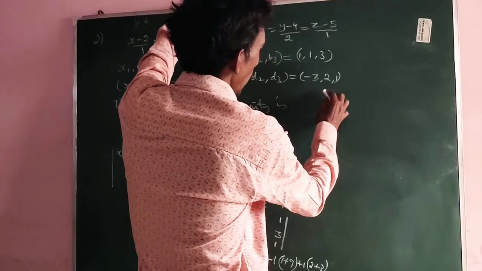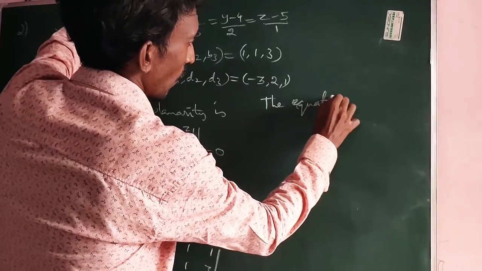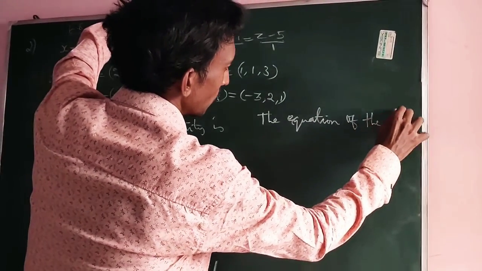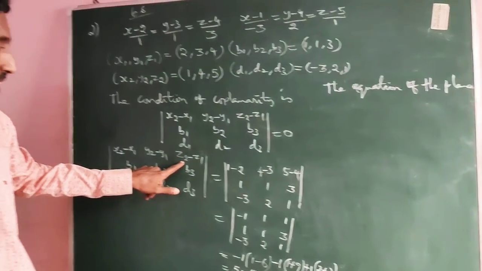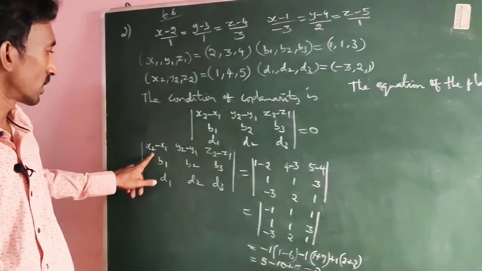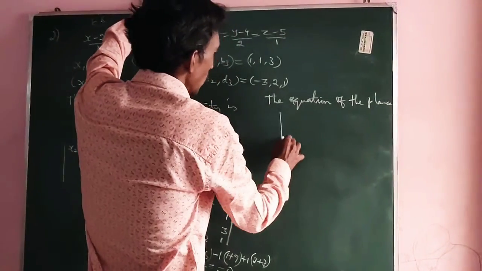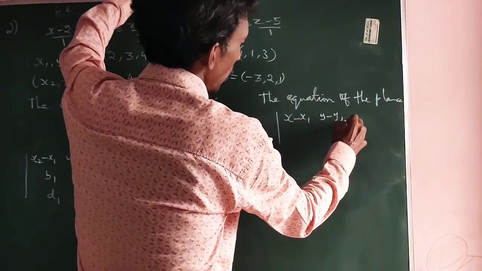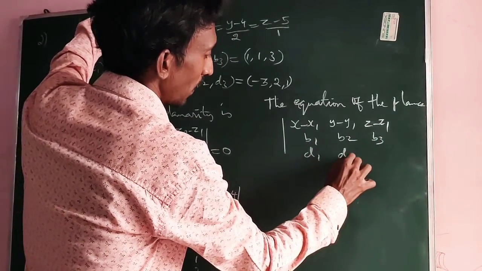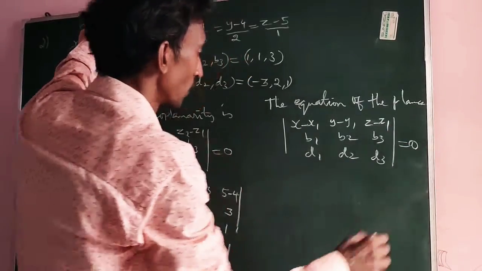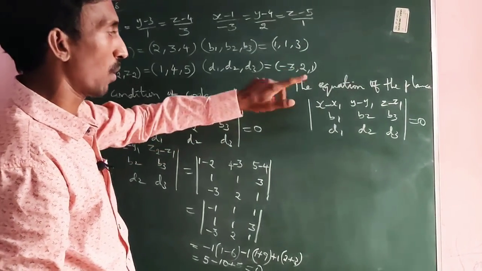Next, the equation of the plane. Just replace x2, y2, z2 by x, y, z in general. We are getting the equation: x minus x1, y minus y1, z minus z1, b1, b2, b3, d1, d2, d3 equal to 0. Simply from the condition of coplanarity, just replace x2, y2, z2 by x, y, z.